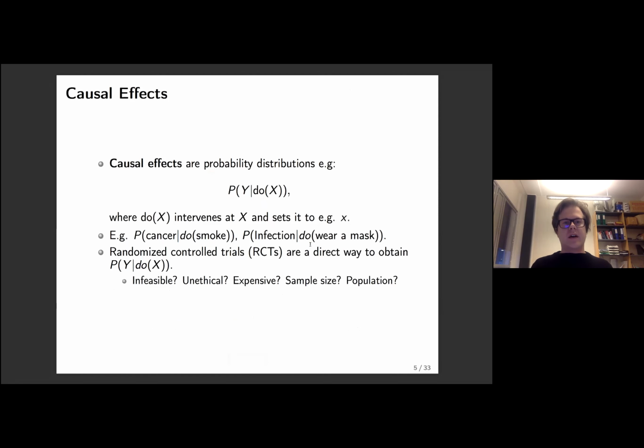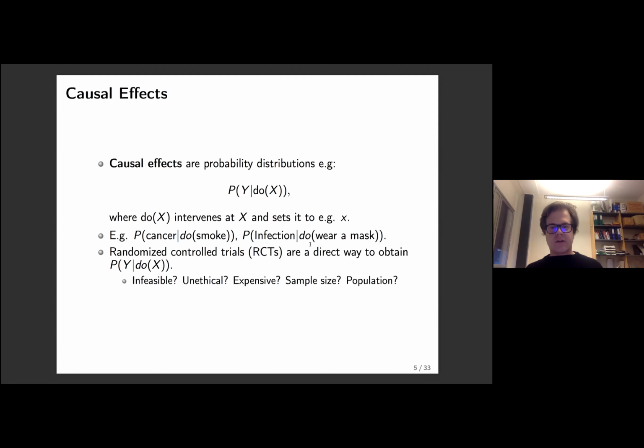Okay, so what are causal effects mathematically? Causal effects are probability distributions like this: the distribution of y given that you do x, where do x is the do operator of Judea Pearl, which means that we intervene on x and set it to a certain value. So you might have, for example, the probability of cancer if you start smoking, or the probability of corona infection if you wear a mask.